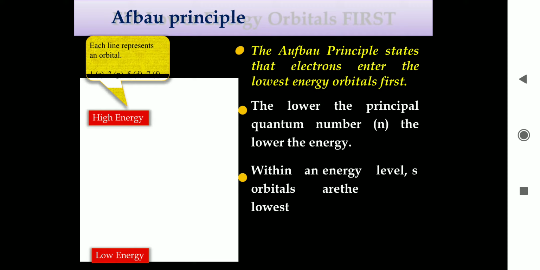Example, let us consider 3d and 4s orbitals. The n plus l value of the 3d orbital is 5 and for the 4s orbital it is 4. Hence the 4s orbital has lower energy than the 3d orbital. So it is filled before the 3d orbital.